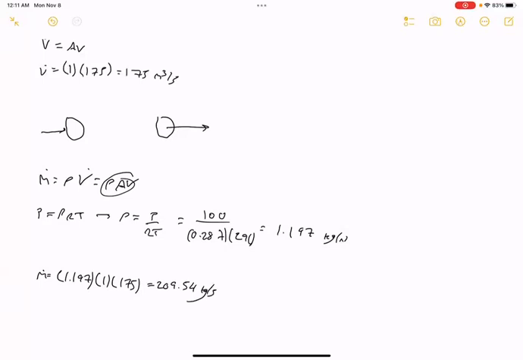So that means every second, at any cross-section in the engine, whether it's here, here, here, whether it's the inlet or the outlet, which is what's being asked, either way, the amount of mass that passes through any cross-section in 1 second is 209.54 kilograms.